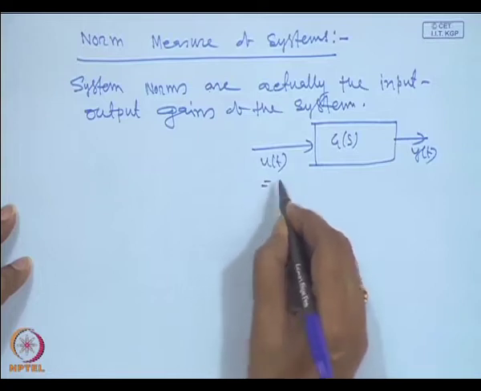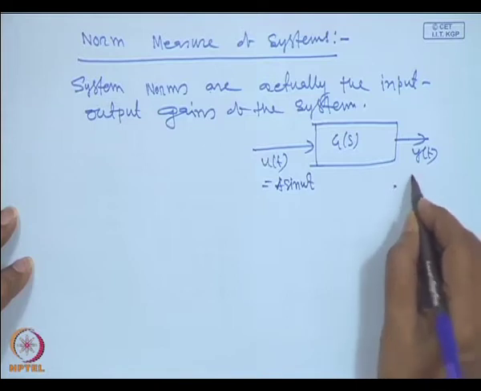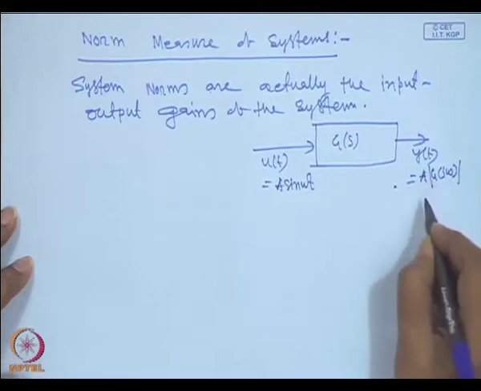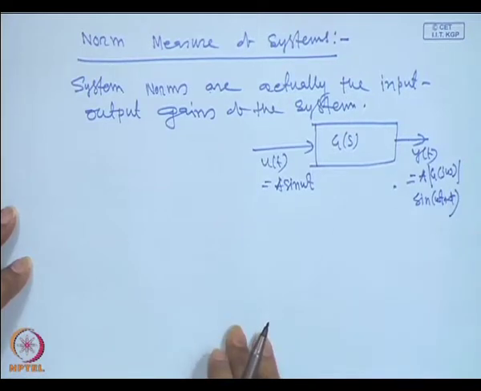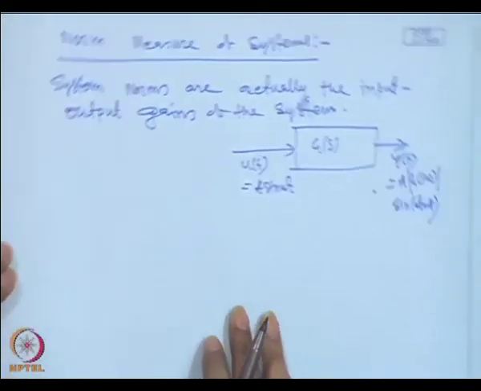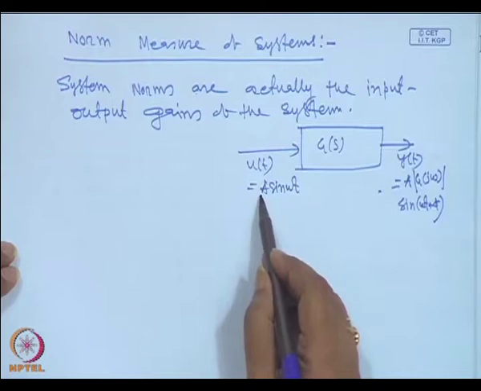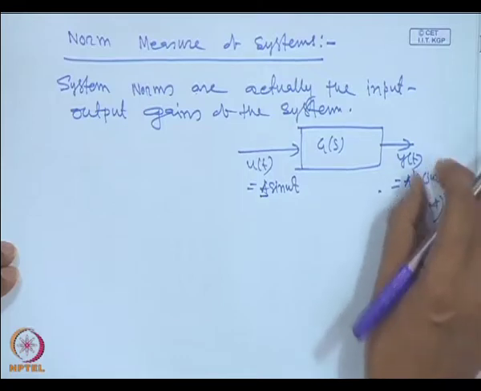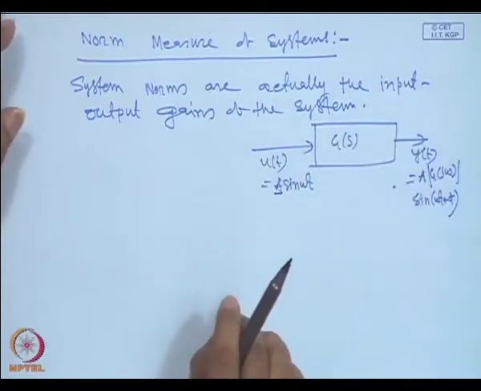Agree? So, in the frequency response, if u is equal to A sin omega t, then the output y of t will be A times mod G of j omega times sin of omega t plus phi. So, the input amplitude is A, the output amplitude is A into mod G of j omega. So, mod G of j omega is the gain. So, system norms are nothing but input output gains.